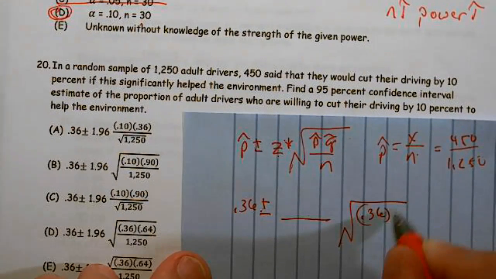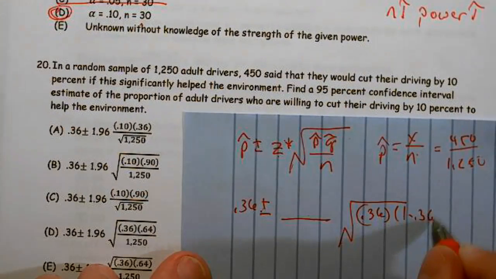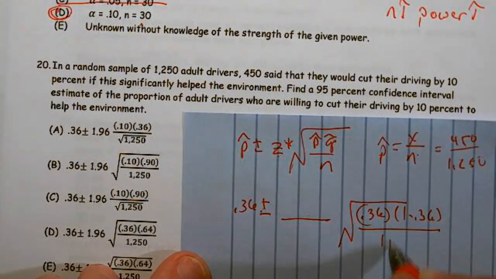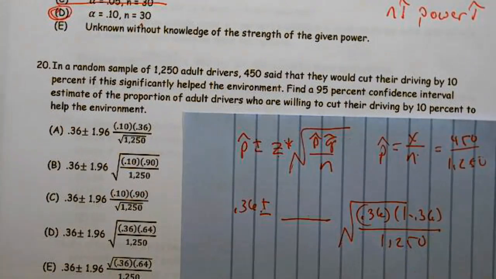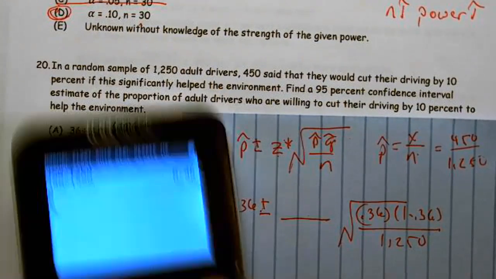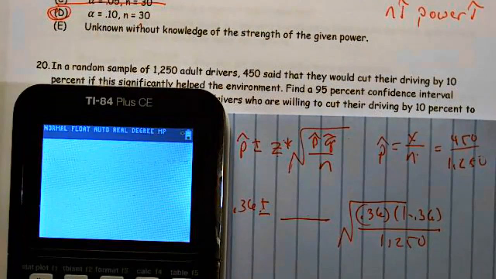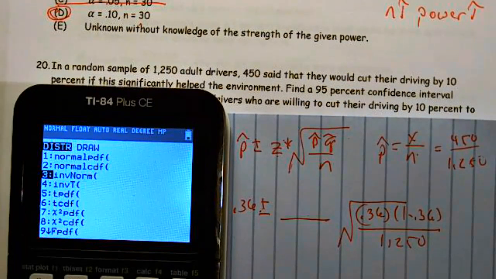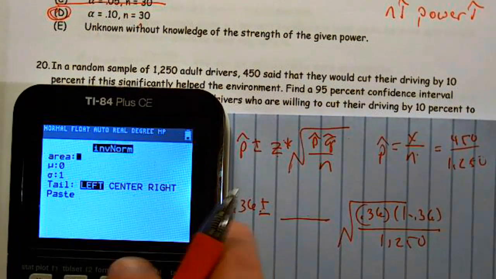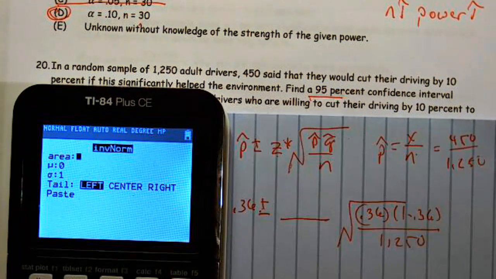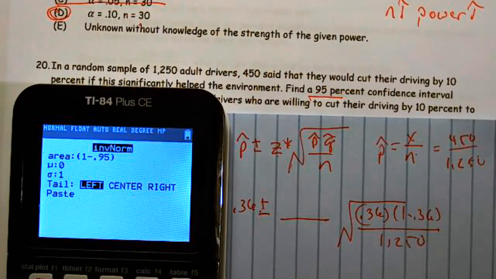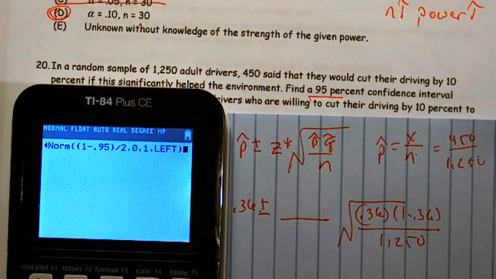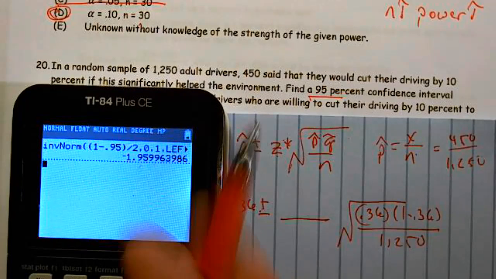0.36 times 1 minus 0.36 over 1,250. And then we need to calculate our z star, second vars, inverse norm, 95%. So our area is parenthesis 1 minus 0.95, close parenthesis, divided by 2. And we end up getting 1.96.